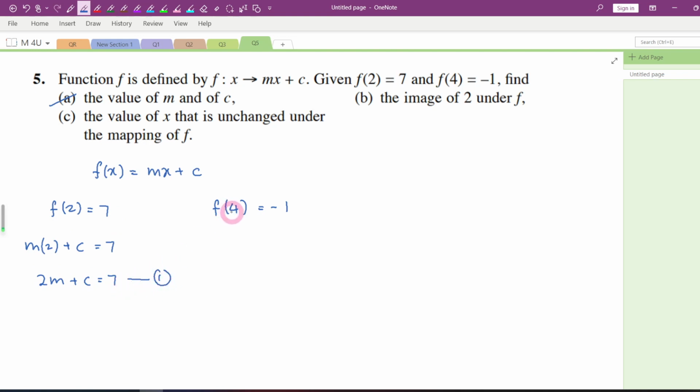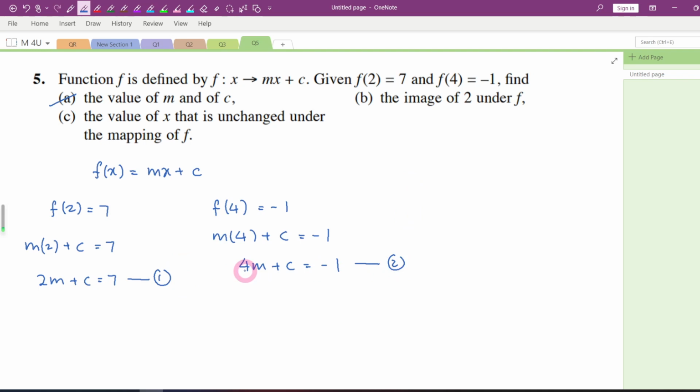We are going to use this information to help us form the second equation. So when x is equal to 4, here will be equal to 4 also, right? So m times 4 plus c is equal to negative 1. So it will be 4m plus c is equal to negative 1. Now we have successfully formed the second equation.